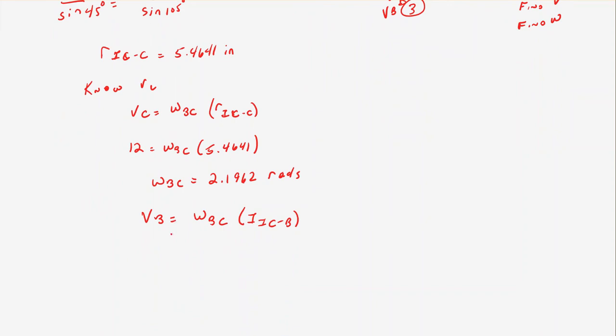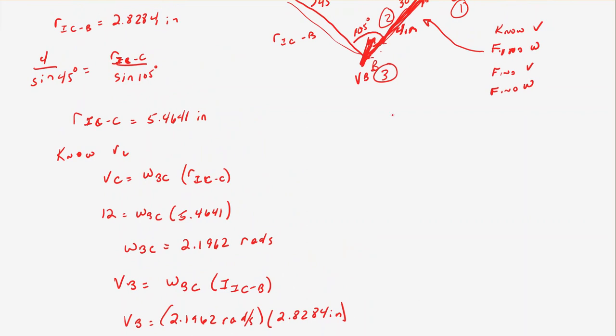So V sub B is equal to omega, which is 2.1962 radians per second, because we just found that, times that R of IC to B, which is 2.8284 inches. So V sub B turns out to be 6.2117 inches per second. Okay, so now we've got V sub B.